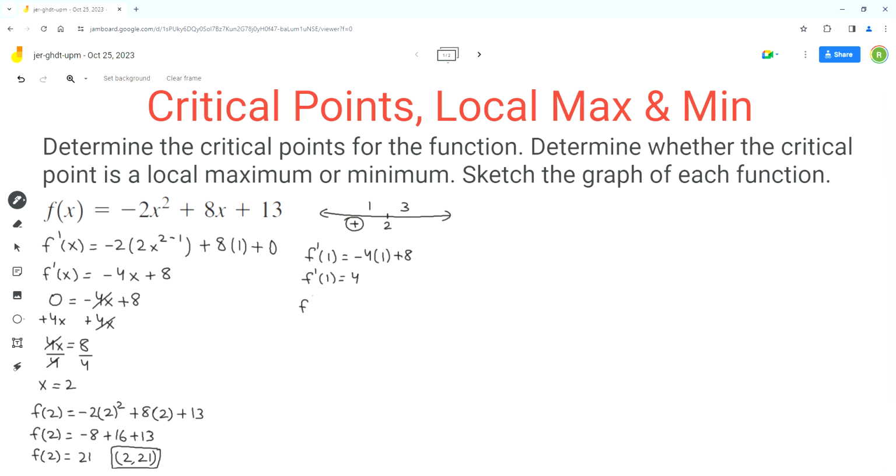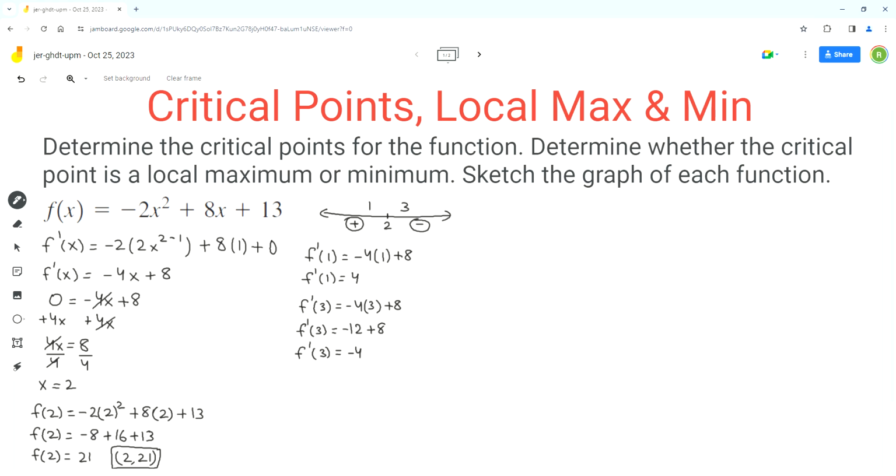So f prime at 3 equals negative 4 times 3 plus 8. So f prime at 3 equals negative 12 plus 8. So f prime at 3 is equal to negative 4. So the negative value means that the function is decreasing on the right side of x equals 2.